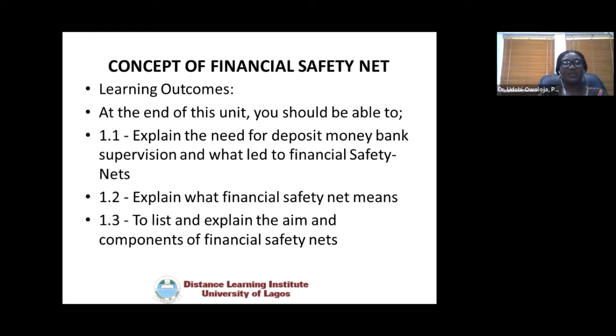Quickly, we'll be looking at the concept of financial safety net, and our learning outcomes are as follows. It is assumed that at the end of this study session, you should be able to explain the need for deposit money bank supervision and what led to financial safety net. You should be able to explain what financial safety net means and to list the aims and components of financial safety net.